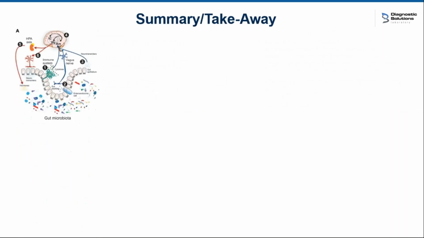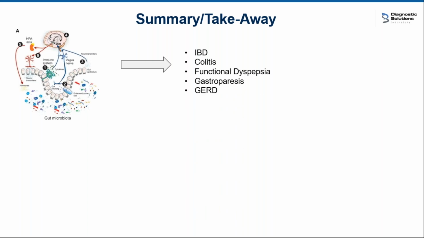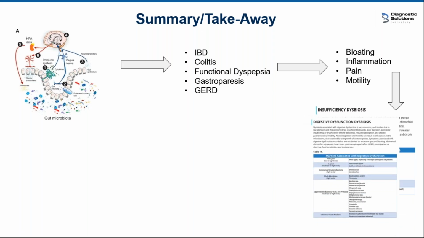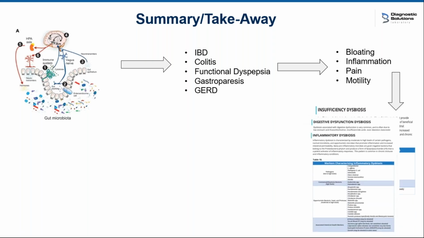So, summary takeaway, we talked about the bidirectional pathway here. We talked about some of the pathologies that you're probably going to see in your clinic: functional dyspepsia, IBD, even GERD, but that typically comes with H. pylori. Some of the symptoms that they're going to report to you, hey doc, I've got bloating, inflammation, pain, that kind of thing. And how you can identify those patterns on our GI map. So yes, you're hearing it from them, but then identifying it in diagnostic testing.